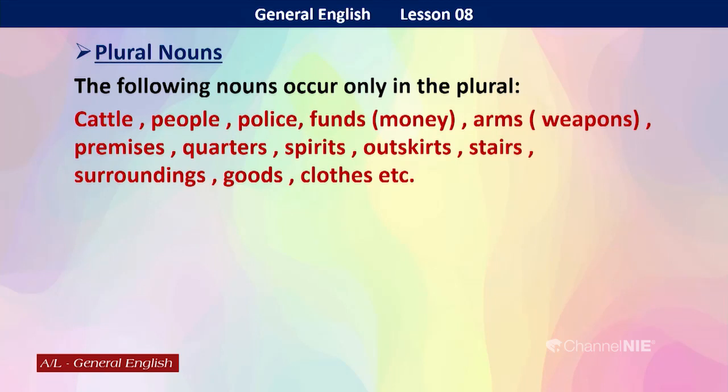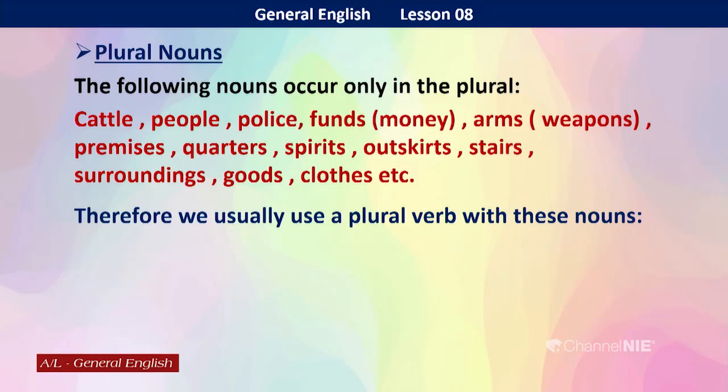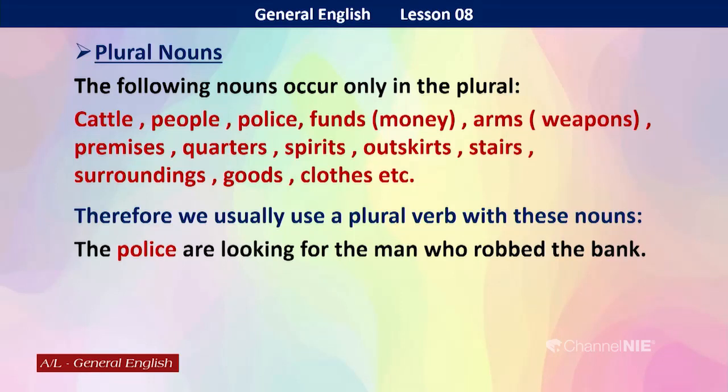The funds is taken as a plural noun. Arms, when we refer to weapons, the word arms is taken as a plural noun. Premises, quarters, spirits, outskirts, stairs, surroundings, goods, clothes. These are taken as plural nouns, so you have to always use them with a plural verb. Therefore, we usually use a plural verb with these nouns.